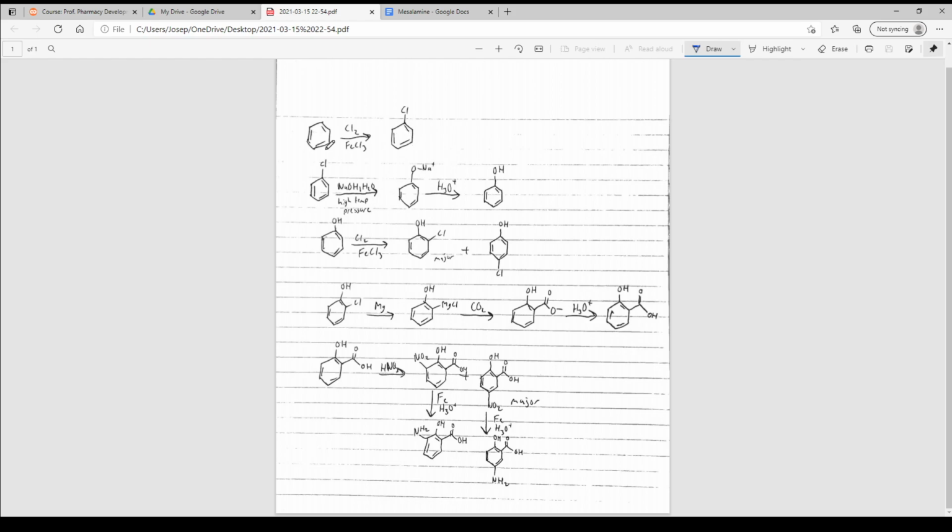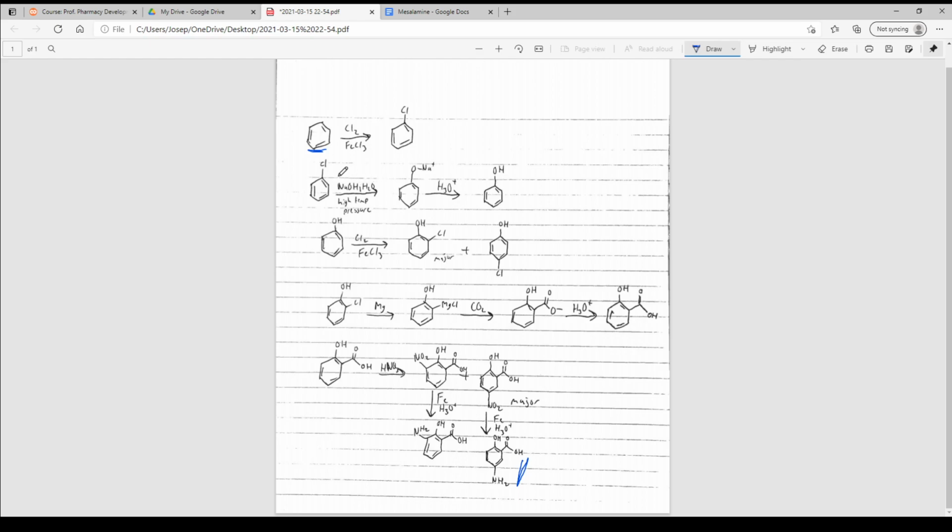So then we're going to go on to the mechanism that I kind of drew out to get from this benzene here all the way down to our product mesalamine. I'll go over some of the problems later. But I started out with an EAS reaction, chlorine and iron trichloride, and that would just put a chlorine somewhere. I just drew it up the top.